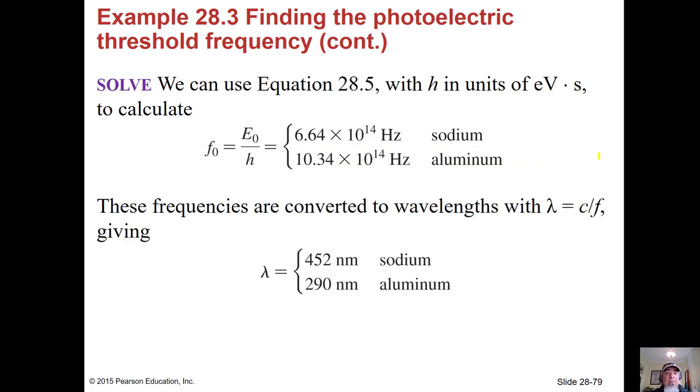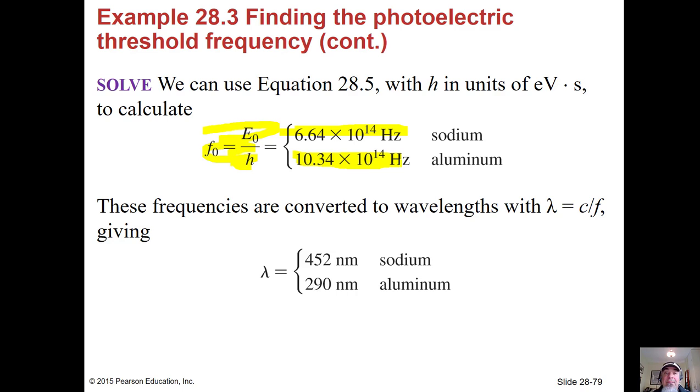Okay, so let's take a look at this. So the cutoff frequency, this is the minimum frequency that you need in order to liberate electrons. You can use equation 28.5 and use the version of h, Planck's constant, in electron volt seconds. So when you do that, put in the work function, put in h, you get this frequency for sodium, and you get this frequency for aluminum. So aluminum, higher frequency photons required. That means more energy. Higher frequency means more energy.